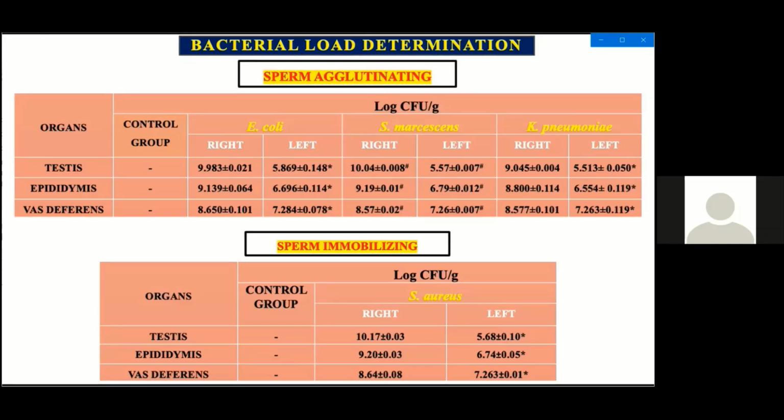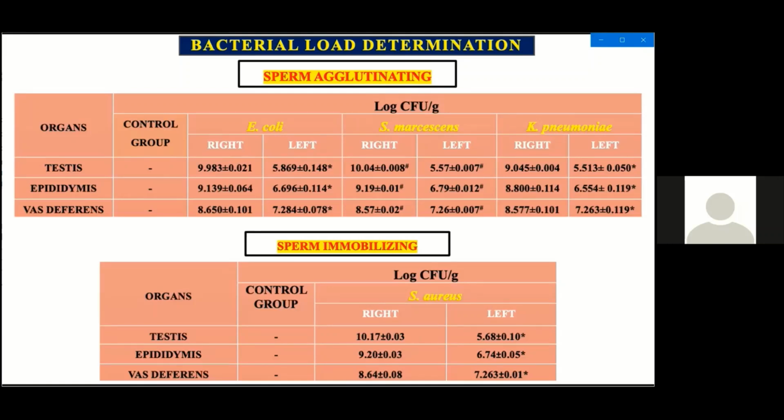In case of sperm immobilizing organism also, we could get the same kind of results where the count was much higher on the right hand side as compared to the left hand side, and the count was maximum in the testes as compared to epididymis or vas deferens. In the testes, the count was 10 CFU on the right hand side, whereas on the left hand side the count was 5.6. In case of epididymis on the right hand side, the count was 9.2, whereas on the left hand side the count was 6.7.